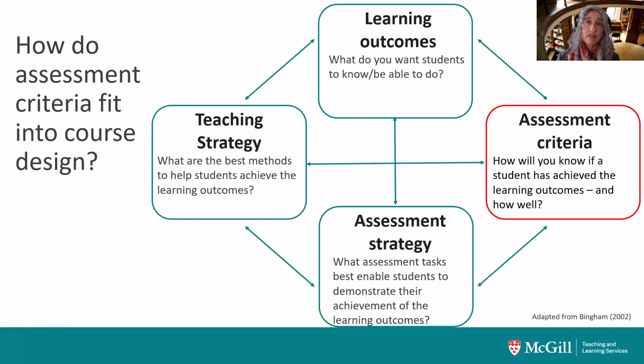This is the same idea, but I'm showing it to you in a different diagram now. Because I think by asking ourselves these questions, it can help us when we're developing or writing our own assessment criteria. So you'll remember learning outcomes are what you want your students to be able to know or do or value. The teaching strategies are the best methods that will help students achieve those outcomes. The assessment strategy is what's the assessment task that would allow them to demonstrate that achievement? And then the assessment criteria allows you as an instructor to know how well those outcomes have been achieved. Have they achieved them and how well?